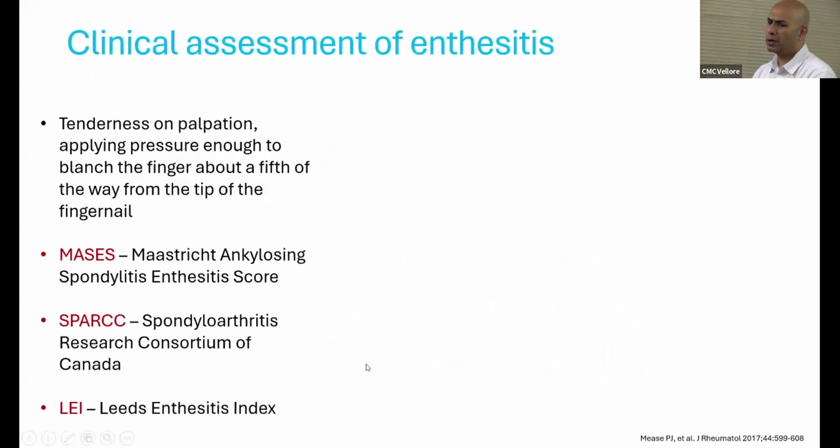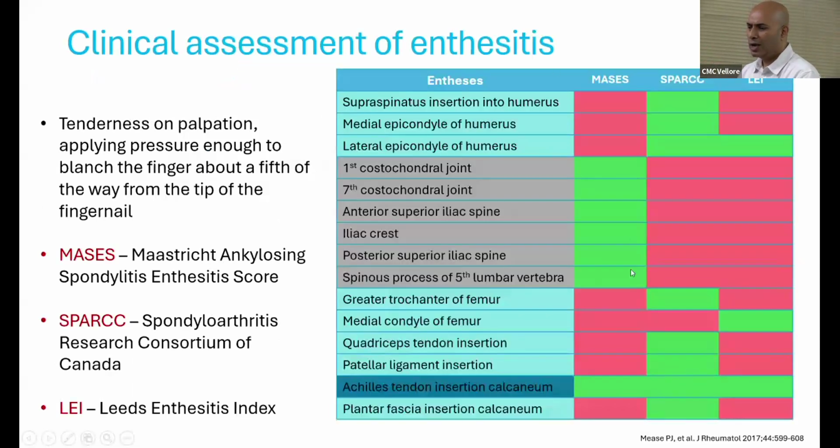Enthesitis, generally what we do is MASES for axial spondyloarthritis. So this is MASES, first costochondral, these are all theory, you can always go back and check. MASES is predominantly axial, except for the Achilles tendon, which is common across these three evaluation methods, which are MASES, Maastricht Ankylosing Spondylitis Enthesitis Index, SPARCC, Spondyloarthritis Research Consortium of Canada method, and the Leeds Enthesitis Index, which is mostly for psoriatic arthritis.